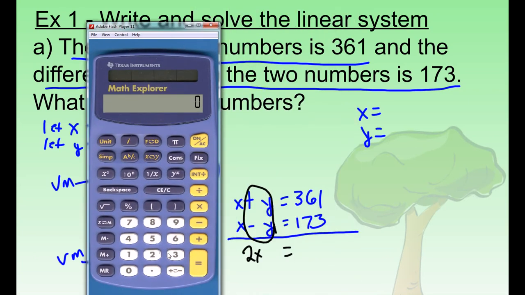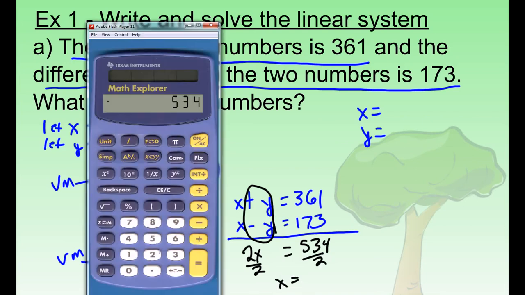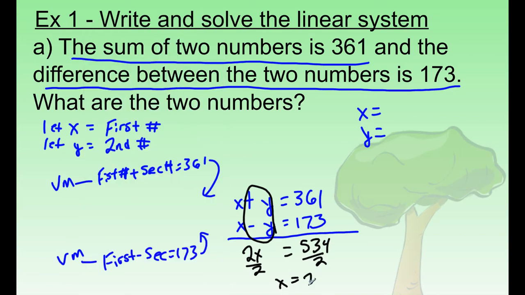and 361 plus 173 is 534. Okay, divide both sides by 2, and x equals 267. I found the x value is 267.